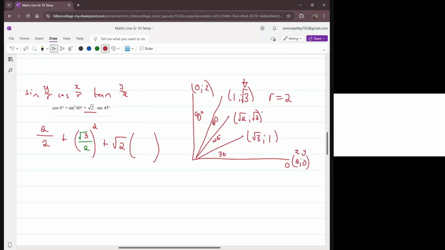So my 45-degree line is this line over here. I want to substitute in the inverse of cos. So my r value is 2 always, and my x value is going to be root 2. Are we all with me in my substitution over here? This is how I figured out what these special angles are.